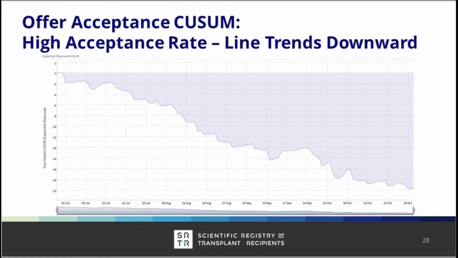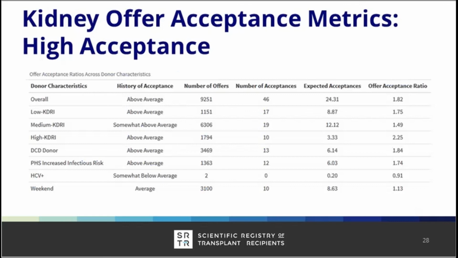It can be a bit counterintuitive, but the way that we structure these charts, we want them to be going up if they're trending in the direction that would cause us concern. In other words, we want these trending up for offer acceptance if the program is a low accepting program. And so in this case, we have a high accepting program. The line is trending downward from left to right.